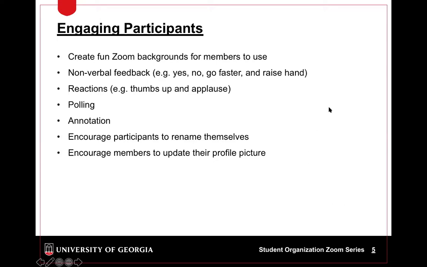Reactions, same thing. Participants are able to do a thumbs up and an applause. So this is a fun way if someone says something, as we normally would clap in person, instead of having to unmute themselves and start clapping, they can put the icon so that that shows up and everyone can see it. And so this is something, both nonverbal feedback and reactions, that's really helpful to make sure is enabled when you're setting up your Zoom meeting.